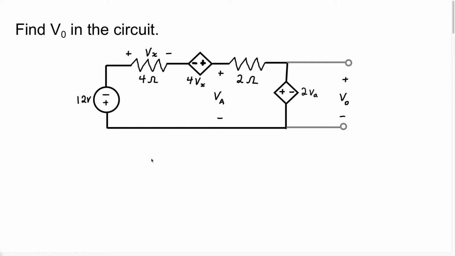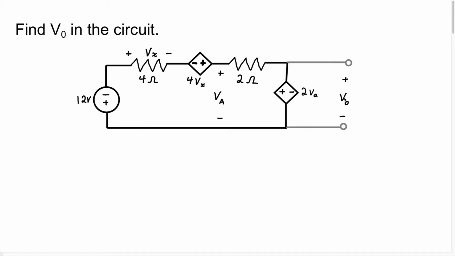Okay, in this video, we're going to continue with Kirchhoff's voltage law. Now this question says, find VO in the circuit. So we're going to have this circuit diagram. Now where is the voltage VO? Well, we know the voltage VO is going to be this voltage right here, which is the voltage at these two terminals.